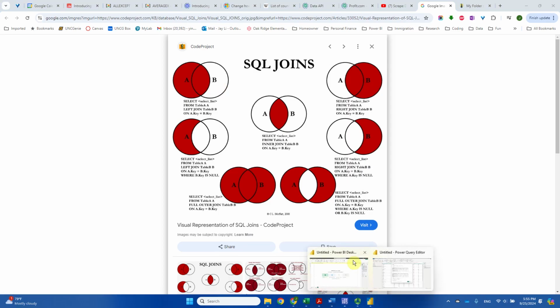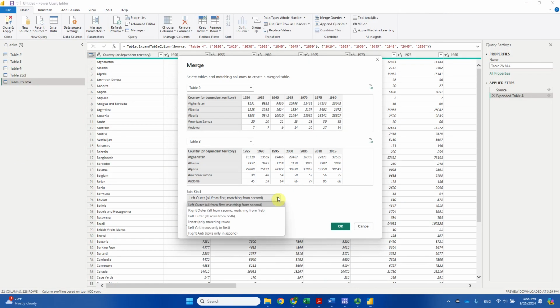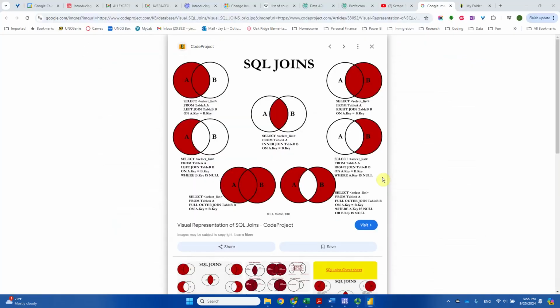So the next thing I want to explain is called a right outer join, which is illustrated in this graph. So now we're doing a right outer join. B is on the right, A is on the left. In a right outer join, that's kind of the opposite to the left outer join.